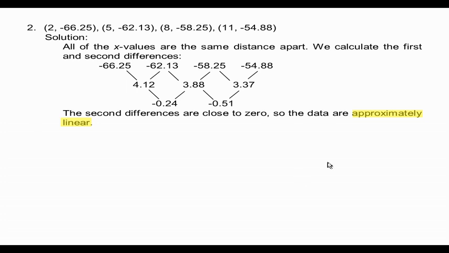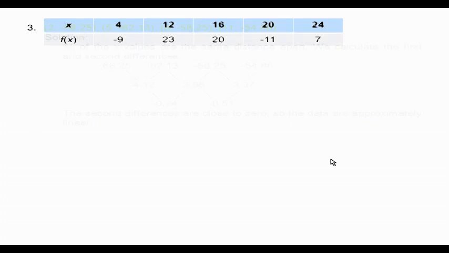For example 3, I'm back to a table. So here are my x values, 4, 12, 16, 20, 24. My f of x values, negative 9, 23, 20, negative 11, 7.